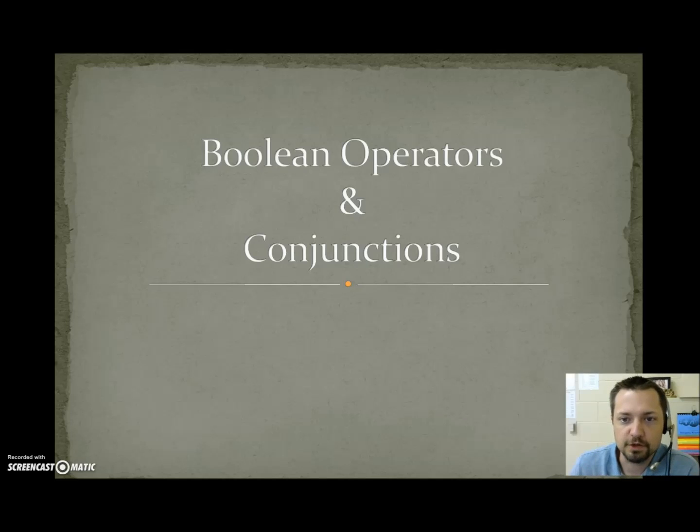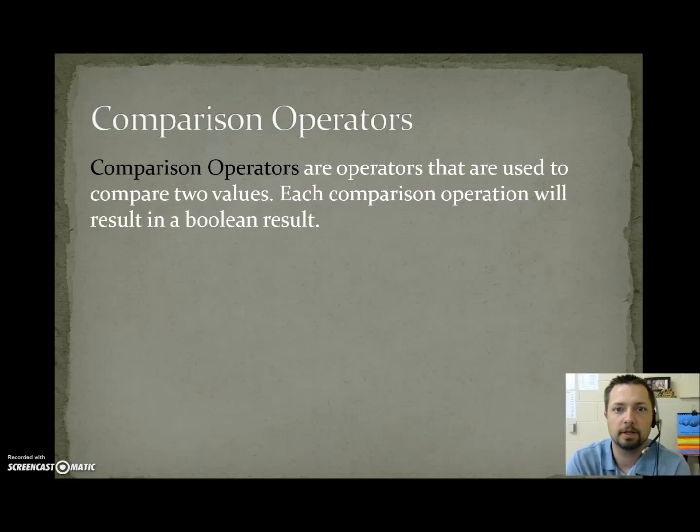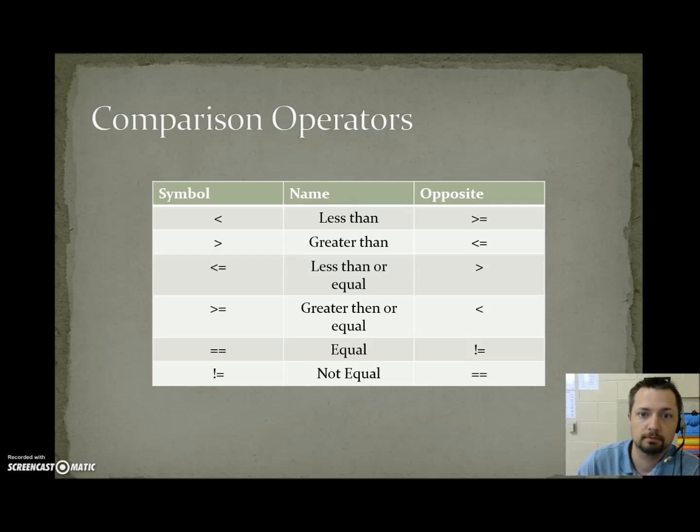Boolean operators and conjunctions. Comparison operators are operators that are used to compare two values. Each comparison operator will result in a Boolean answer. Our first symbol is less than. We want to talk about its opposite. Its opposite is not greater than. Its opposite is greater than or equal to.